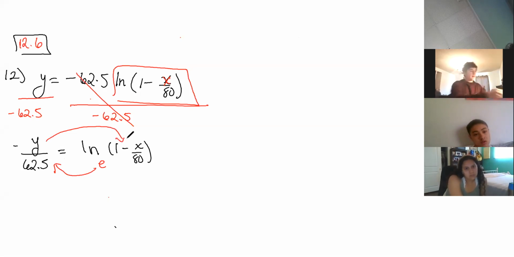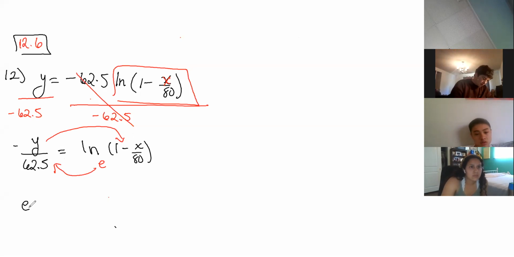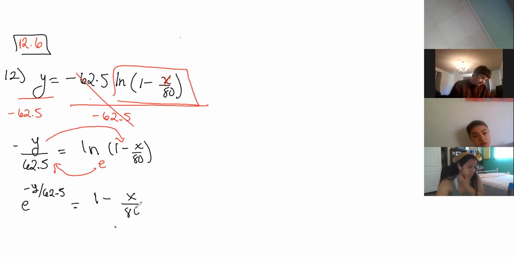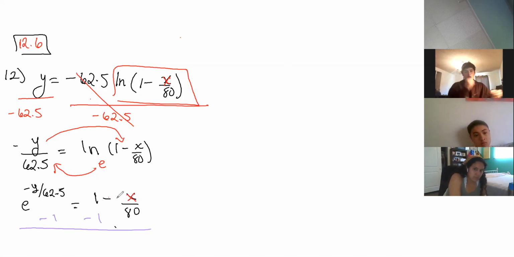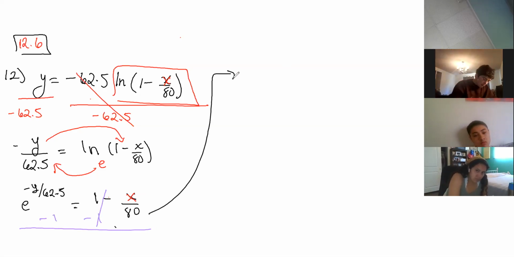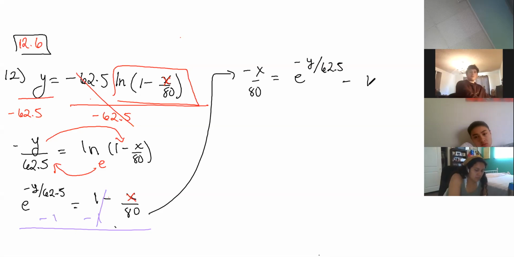It is a wraparound. So can you guys figure out what I would end up with? E raised to what power? Negative y over 62.5. Equals, and now the log is gone, so 1 minus x over 80. Now I'm trying to get the x by itself, so what would I do first? Multiply by 80 or subtract the 1? Subtract the 1. And that gives me negative x over 80 equals e to the negative y over 62.5 minus 1. And the minus 1 is not part of the exponent. All right. Any questions before I go any further?